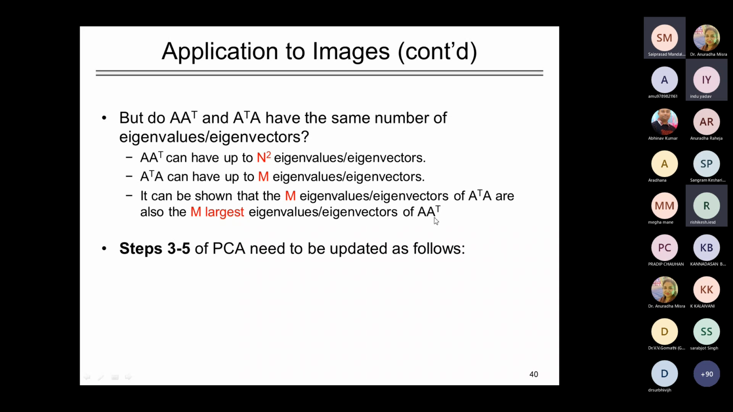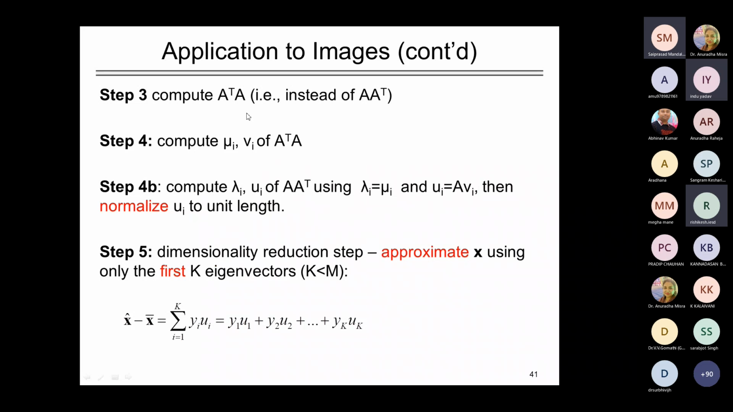So PCA needs to be updated as follows. Compute A transpose A instead of A A transpose and compute mu_i, nu_i of A transpose A. Then compute lambda_i, u_i of A A transpose using lambda_i equal to mu_i and u_i equal to A nu_i. Then normalize u_i to unit length. Dimensionality reduction step: approximate x using only the first k eigenvalues and eigenvectors. Each image can be represented by a k-dimensional vector.